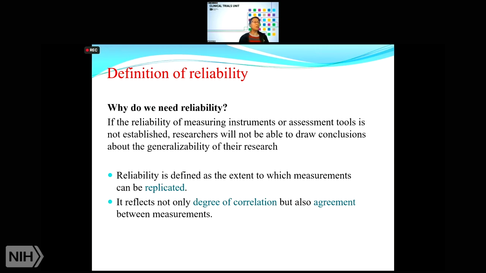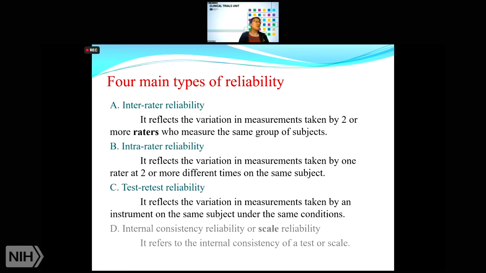Reliability is defined as the extent to which measurements can be replicated. It reflects not only the degree of correlation, but also agreement between measurements. There are four types of reliability. One is inter-reader reliability. It reflects the variation in measurements taken by two or more readers who measure the same group of subjects. One is intra-reader reliability. It reflects variation in measurements taken by one reader at two or more different times on the same subject. The third one is test-retest reliability. It reflects variation in measurements taken by an instrument on the same subject under the same condition. The fourth one is internal consistency reliability, which will not be discussed in this lecture.